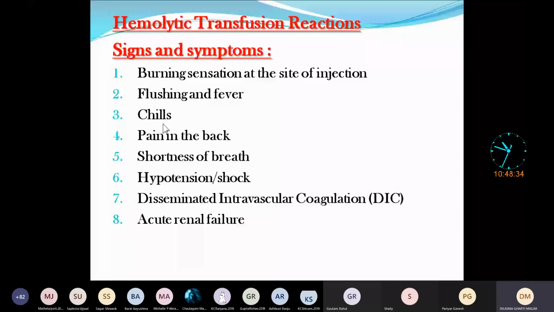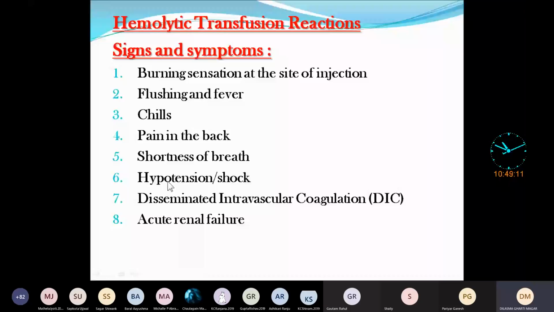In case of the hemolytic transfusion reaction, there will be pain in the back. On the back side, the patient will complain of pain, and there will also be shortness of breath. The patient will tell a history like, I'm having difficulty in breathing. We are talking about the hemolytic transfusion reaction. Whenever there is hemolysis, there is RBC rupture, isn't it? That's why it will lead to hypotension and then shock. Understood here?